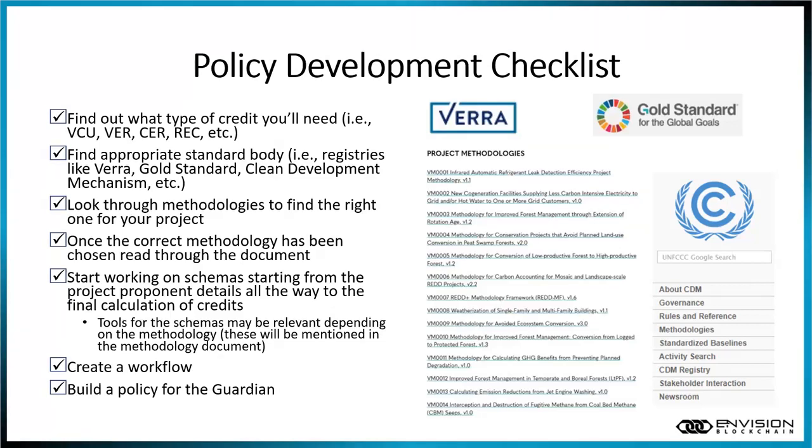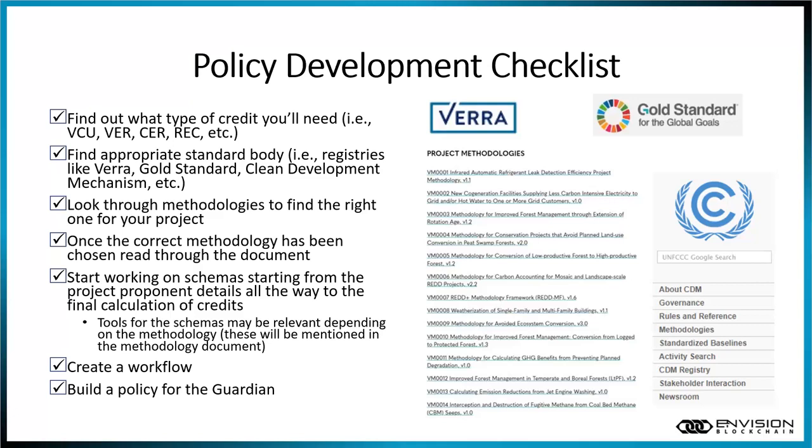Steps 1 and 2 are interchangeable. So if you know what registry you want to use, then you'll know what credit you'll be receiving. Step 3 is to look through the registry's website and look for their list of methodologies. To the right, we see a list for Verra. This is a great example of what you'll see when you search for a methodology. And to the far right is CDM's different tabs where you'd click on the methodologies and see their list. You want to choose a methodology that best aligns with your project, especially because these methodologies can be extremely specific.